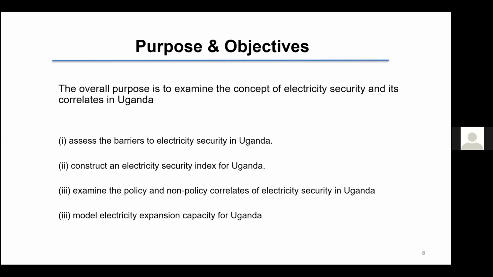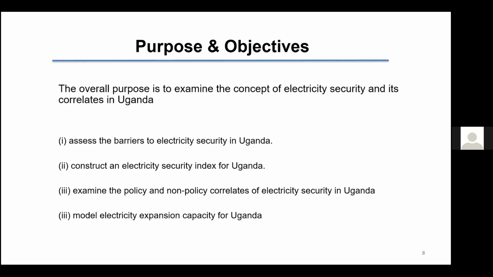Now, the second activity or objective that I'm going to do after that is to try to characterize electricity security for Uganda. And I'm going to attempt to construct an index. This index is a metric that should try to explain or characterize or define what electricity security in Uganda is, even for reasons of trying to say, okay, is Uganda secure or insecure in terms of electricity?